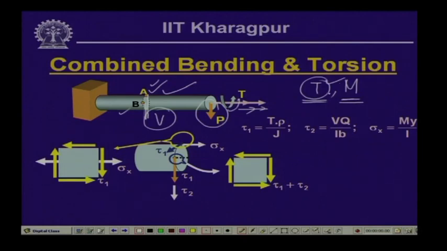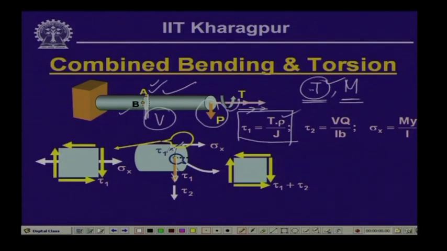the stress that is generated because of the twisting moment T is the shear stress, which is given by T rho by J. The direction of the shear stress is as shown over here: because of this positive twisting moment, we have the shear stress acting in this particular direction, and at point B it is acting vertically downward. So, these are the directions of the shearing stress at points A and B.